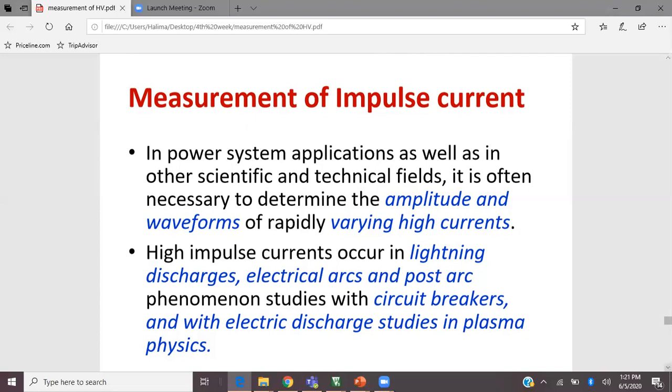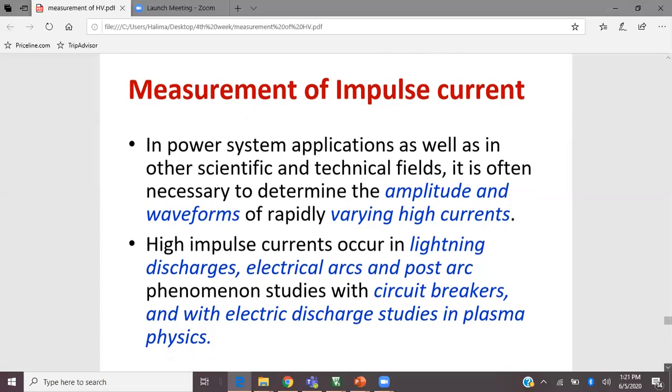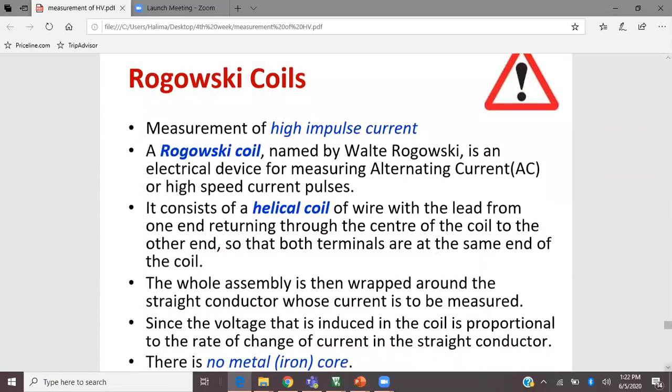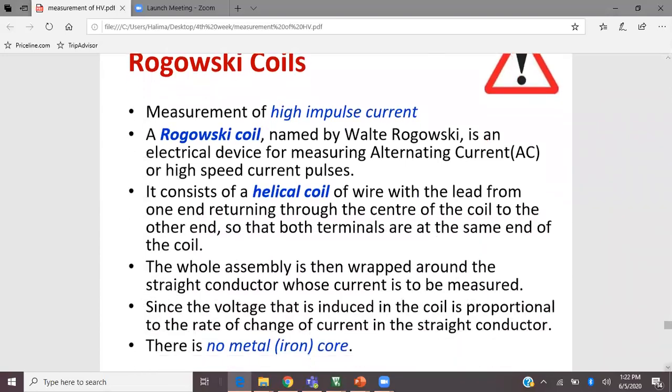So inshallah, next time we will discuss about the Rogowski coil. कि Rogowski coil क्या होती है और उसको हम measure कैसे करते हैं. थोड़ा introduction आपको दे देता हूँ. A Rogowski coil is named after Walter Rogowski. It is an electrical device for measuring the AC or the high-speed current pulses.